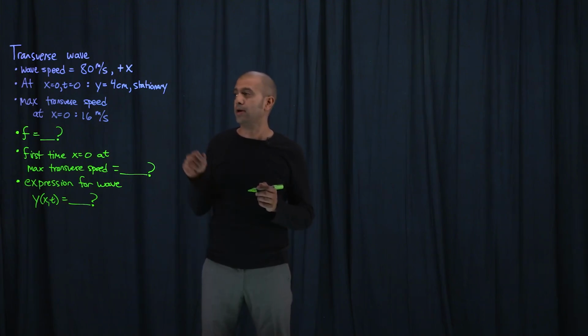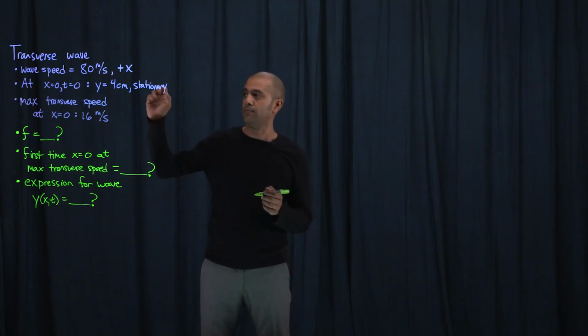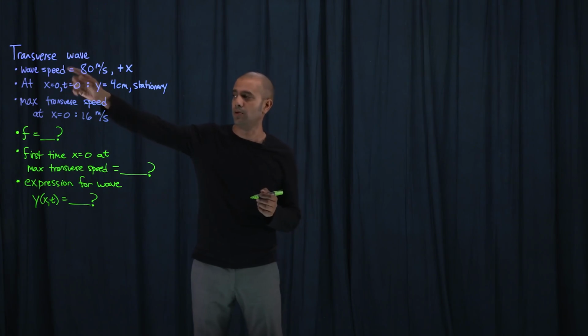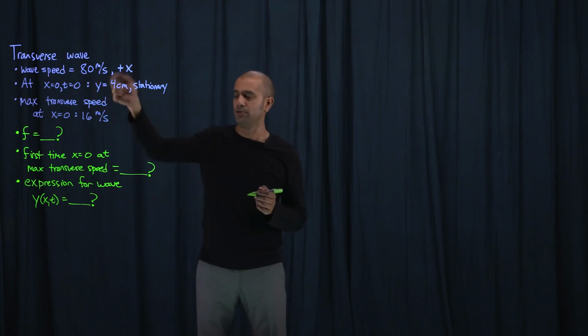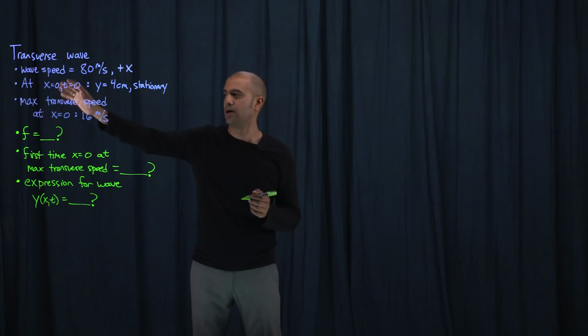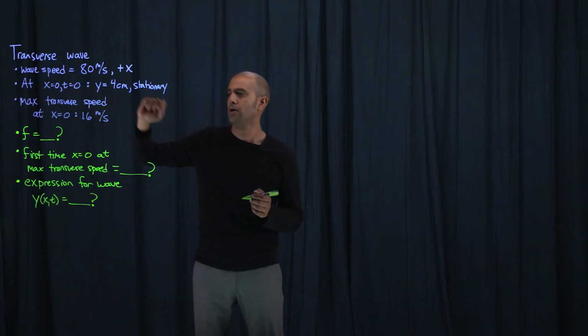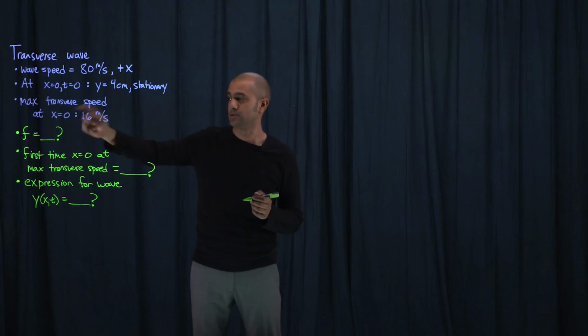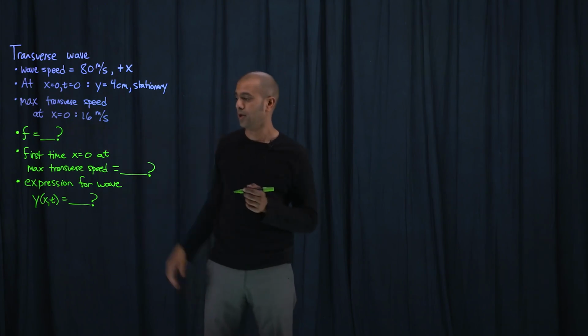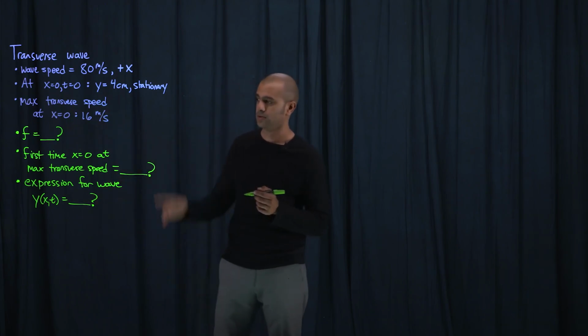Now in this problem, we have a few different things going on. We have speeds given to us, one of which is the wave speed, and it's moving in the positive x direction. We also have some information about what's happening at time t equals 0 at a particular part of the string, and some information about that same part of the string's transverse speed. And we're asked to find these quantities down here. So let's start with the first one.